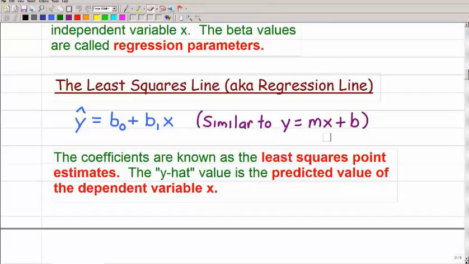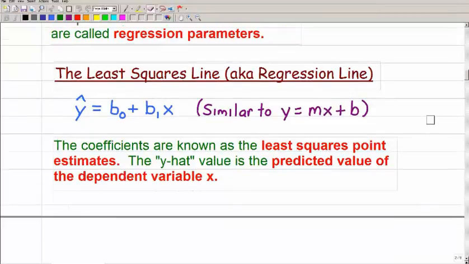You just notice that for some reason they write it this way, where the intercept part goes first, and then the x with the slope goes second. I don't know why it's written that way. Those coefficients are known as the least squares point estimates, and the y hat is the predicted value of the dependent variable. In other words, once you have the numbers to fill in to come up with this equation, you could then plug in any value you wanted for x within the boundaries of the original x's and predict what you think y might be.